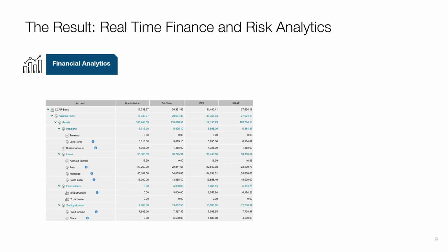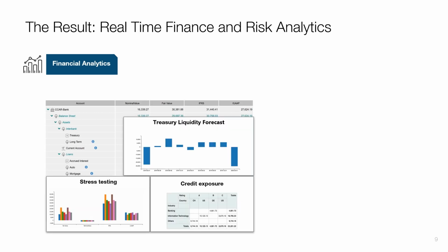We see side by side 4 balance sheets in nominal, fair value, IFRS and local GAAP terms. And they are all 100% consistent because the underlying expected cash flow is always based on the same ACTUS algorithms. Balance sheets and accounting is only the beginning. You will have any financial analytics such as the liquidity forecast for the treasurer, a stress testing result for the market risk manager, or the credit exposure for the credit risk manager, just to mention a few, on your fingertips.